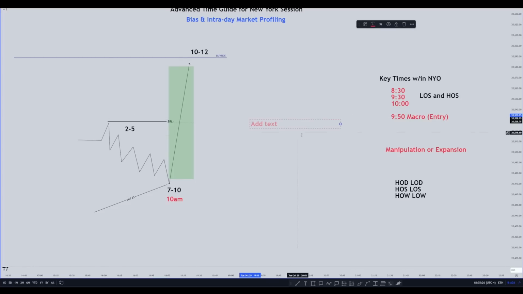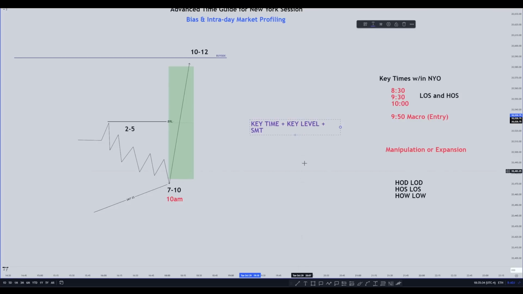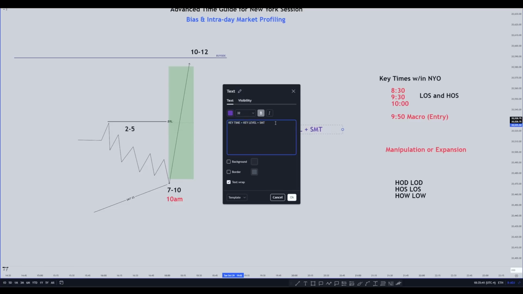And turtle soup, all it is, let me make this a new color. Turtle soup is key time plus key level plus SMT. That's what it is. Shout out to Exotic. But key time, key level, SMT. So key time could be these times of day. It could be time of the session.